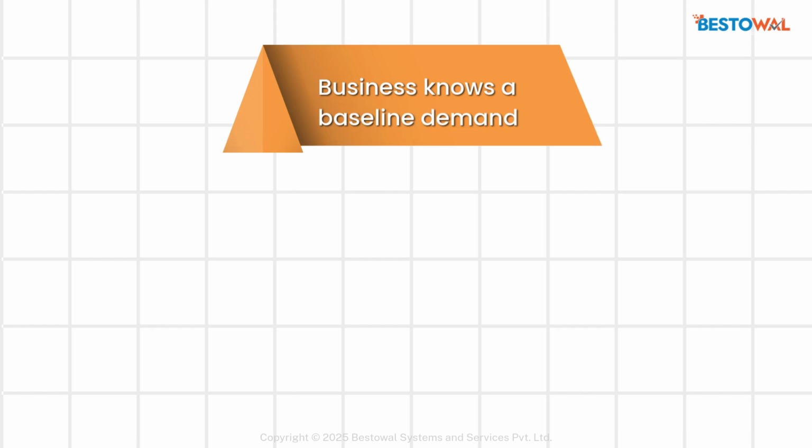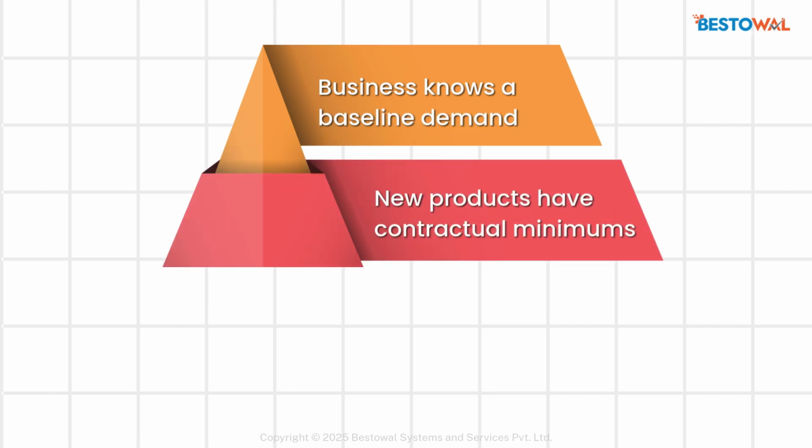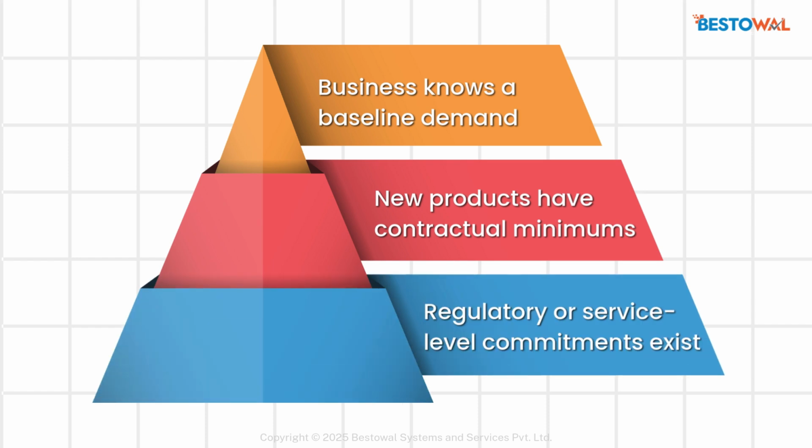What about substituting with a given value? That sounds very manual. It is more controlled, but it has valid use cases. A given value is typically used when business knows a baseline demand. New products have contractual minimums. Regulatory or service level commitments exist. For example, if a product must sell at least 50 units per week, substituting missing demand with 50 makes sense.